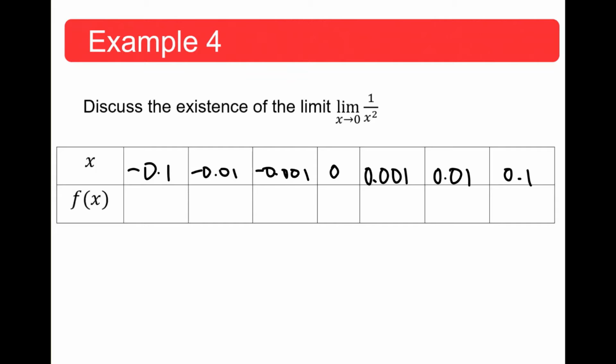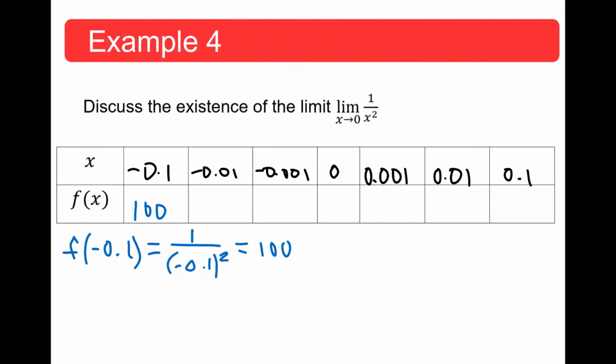First, let's start with negative 0.1. We will substitute negative 0.1 in for x everywhere it appears in the function. Type this into your calculator and you get 100. Complete these same steps for the rest of the values to the left of 0.